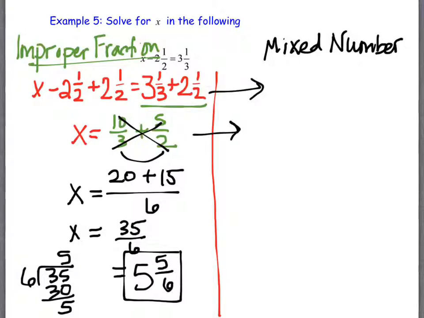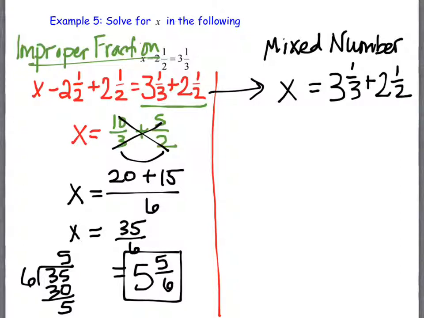This is the same. This is the same. I get to the point here where I have x equal 3 1/3 plus 2 1/2. Okay, that part's the same. The difference is we don't make them improper fractions. Here's what we do instead. We add the whole number parts together, and then we're going to add the fractional parts together. What's 3 plus 2? 5.